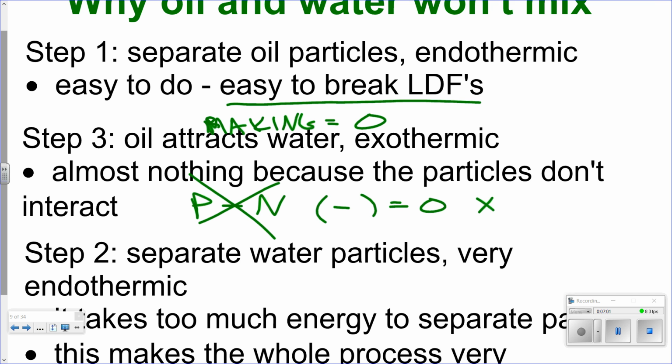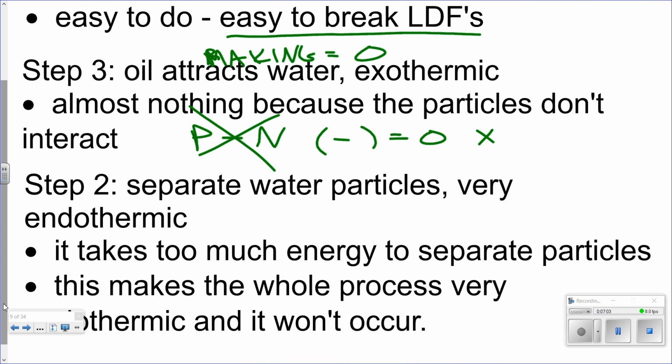Okay. So step two says separate the water particles, which is a very endothermic thing. So again, I have something that is close to zero, something that is very endothermic. So what happens? It takes too much energy to separate the particles. This makes the whole process endothermic and very much unlikely to occur.